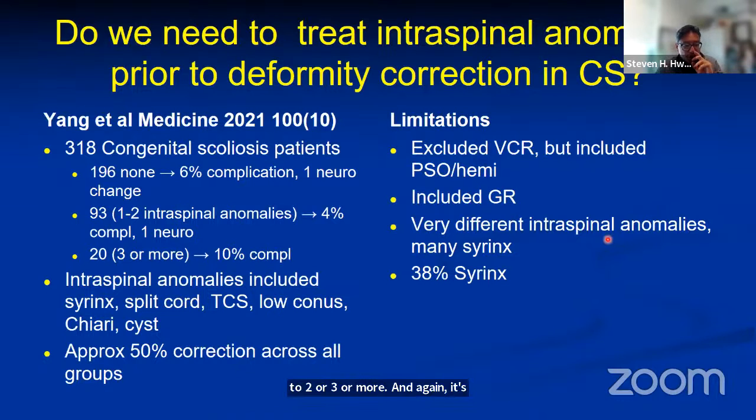The syrinx, most often we don't need to treat, we just watch. Sometimes you have idiopathic syrinxes that are not clinically consequential, but they had higher complication rates with more abnormalities. So basically 6% overall, 4% for 1 or 2, and then about 10% if you had 3 or more. And then about 50% correction. They included the PSOs, the pedicle subtraction osteotomies, in the groups, but not the VCRs, which may be a bit of a bias. And again, about 40% of the abnormalities were syrinxes. So it's a very heterogeneous group. So it could be a little hard to put your flag down and state a strong belief based on these.